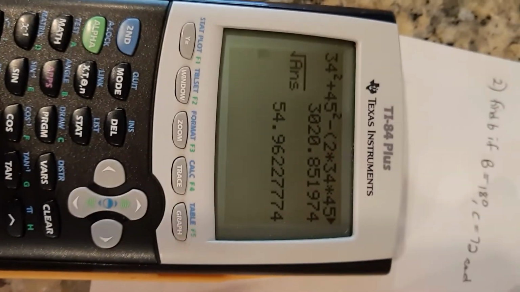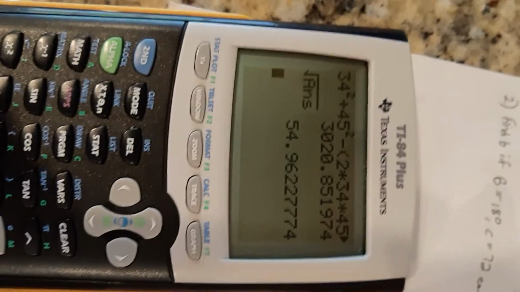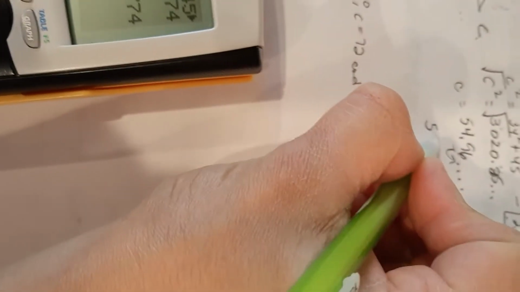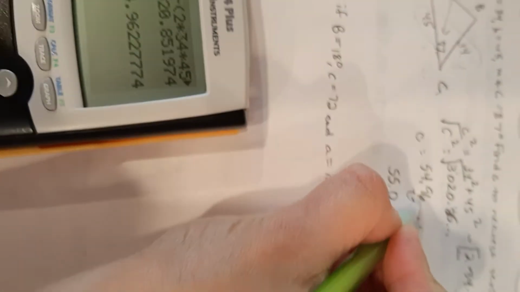54.96, blah, blah, blah. We're rounding to the nearest tenth. So this is going to have to be, what is that, 55.0, because the 9's going to round up.